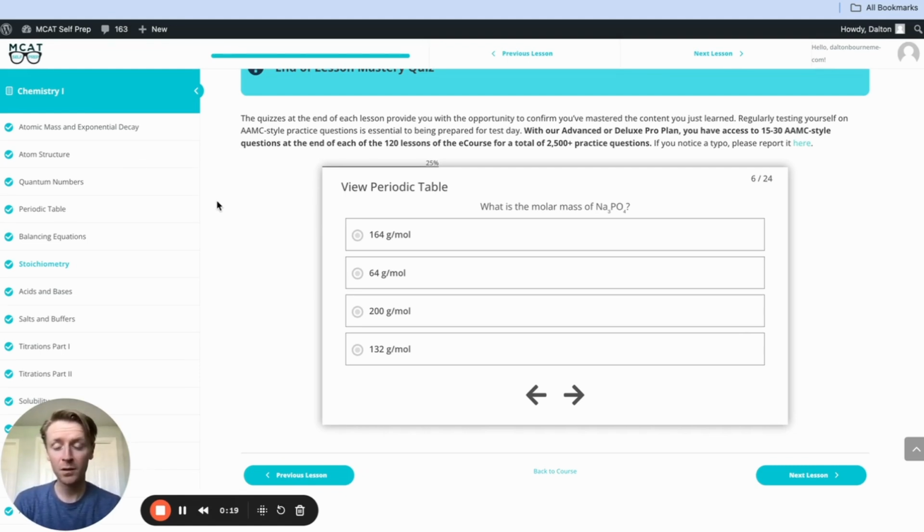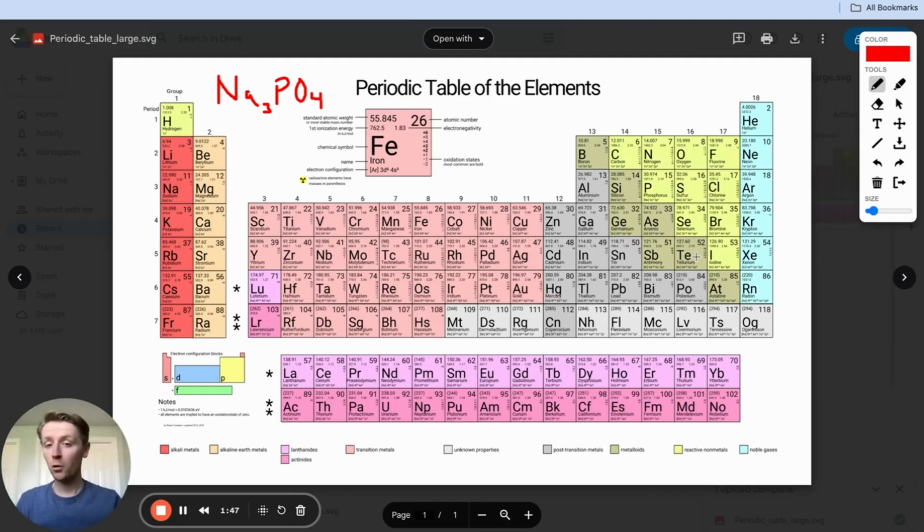Today's practice problem comes from the end of lesson mastery quiz in lesson 6 of the Chemistry 1 module. Be sure to hit pause and try this problem for yourself before watching my explanation. All right, so this problem asks us to find the molar mass of a particularly large molecule. Now, what the molar mass tells us is essentially how many grams there are in 1 mole of that element or molecule that we're trying to solve for.